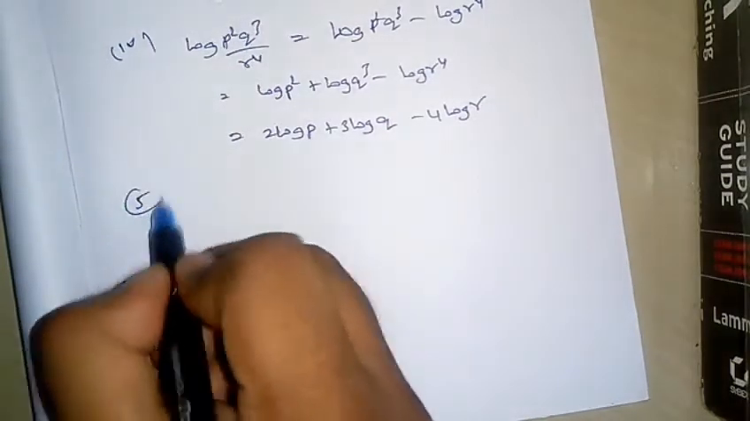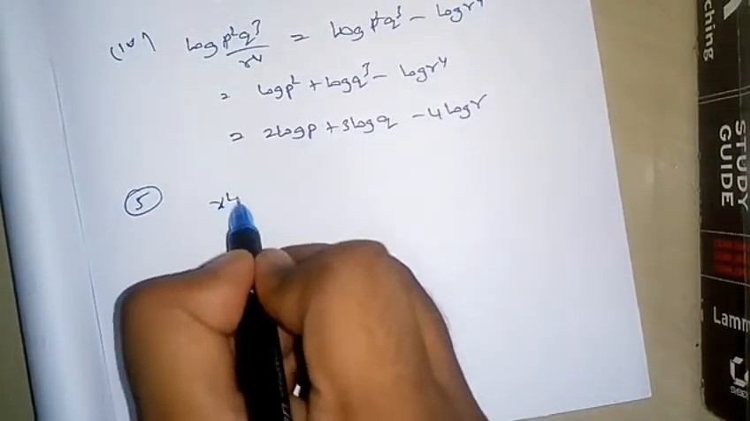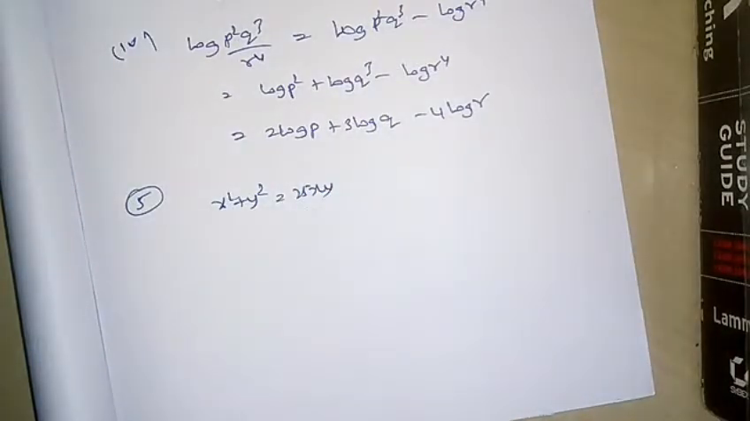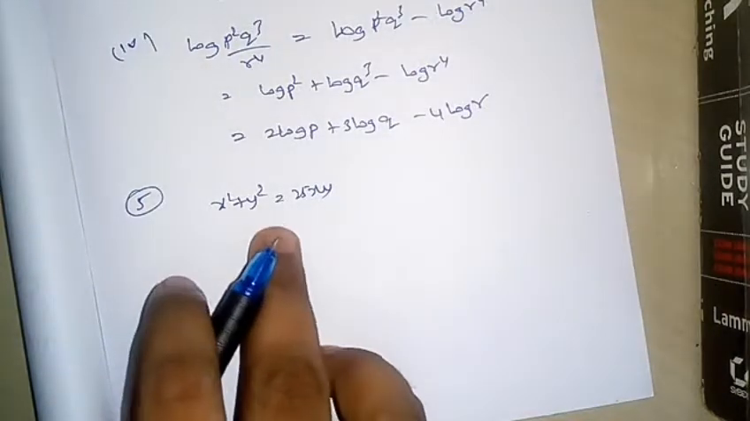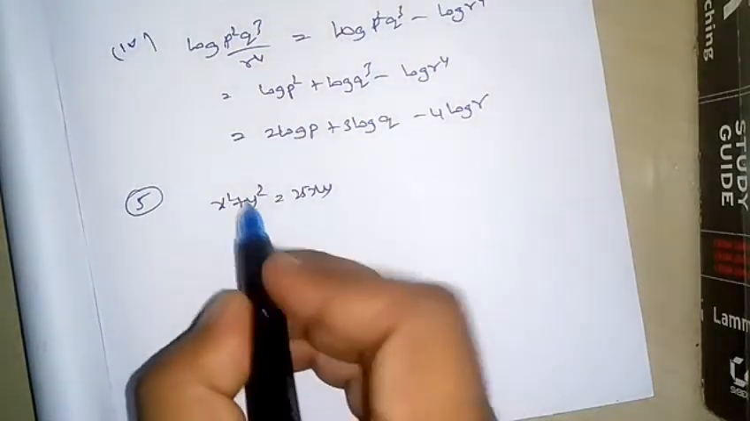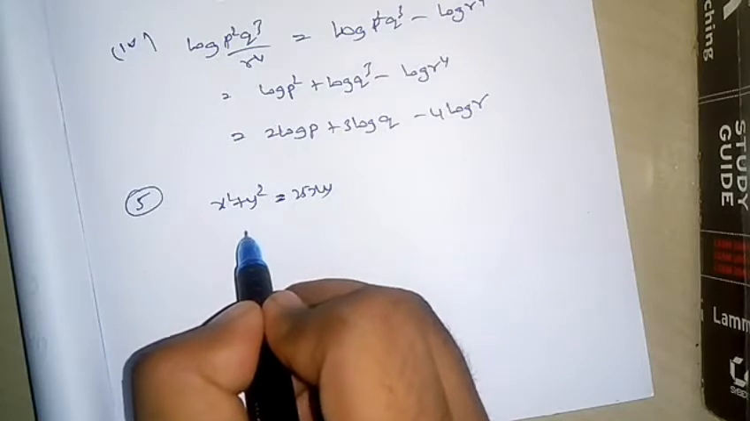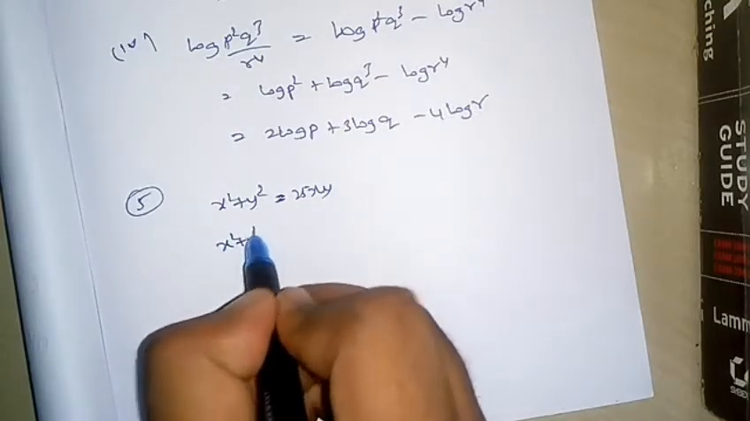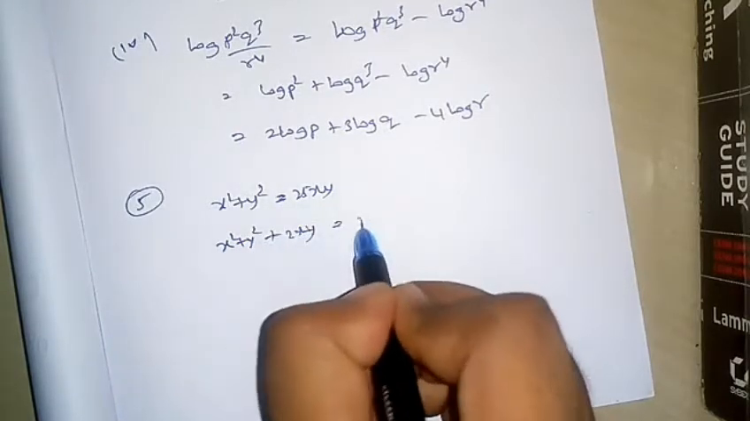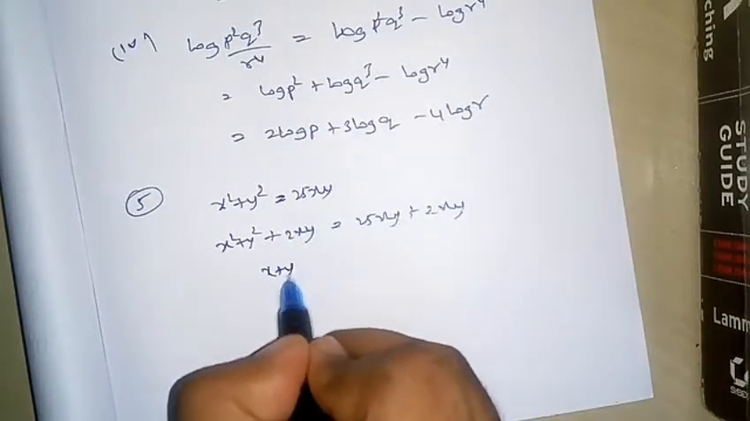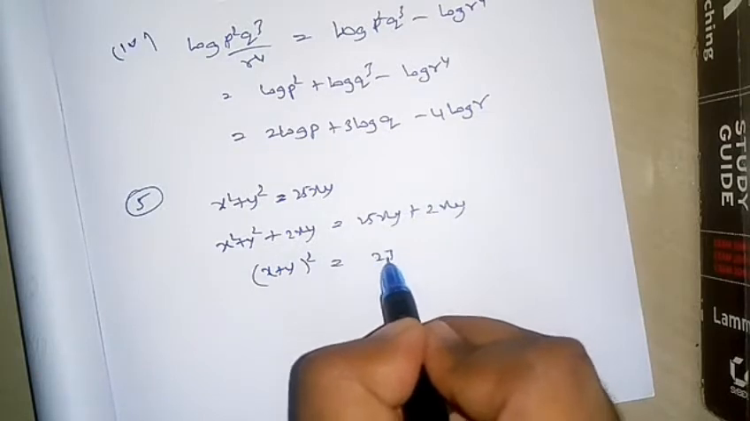Let's solve the fifth question. If x square plus y square is equal to 25xy, then prove that 2 log (x plus y) is equal to 3 log 3 plus log x plus log y. What you can do here is add 2xy on both sides. x square plus y square plus 2xy is equal to 25xy plus 2xy. This is (x plus y) whole square is equal to 27xy.